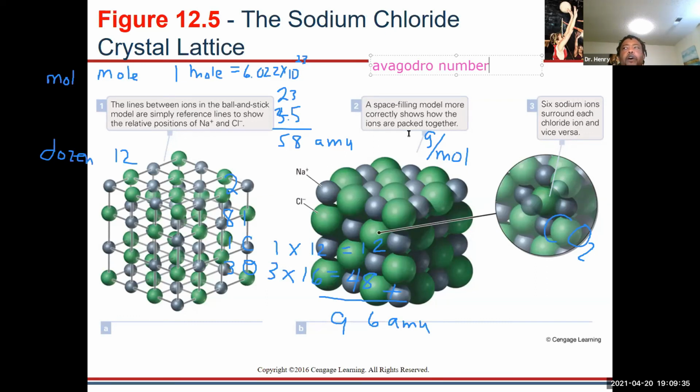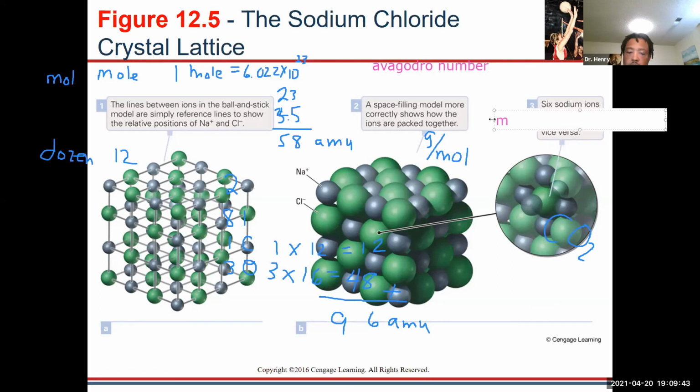So when we look at the molar mass, that term, molar mass, makes reference to grams per mole. So we're comparing moles to a mass, okay? So in the case of sodium chloride, it would also weigh 58 grams per mole. So that allows us to have mass related to quantity, okay?